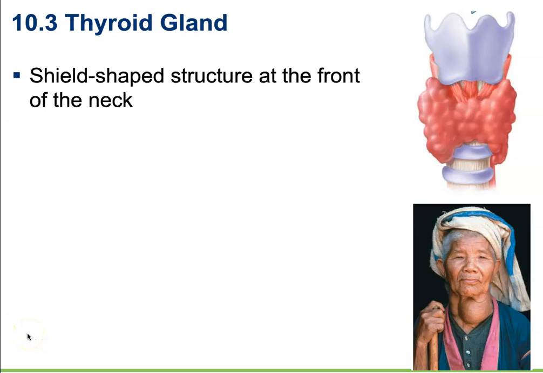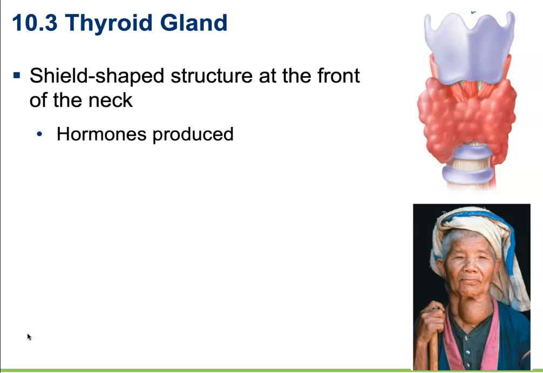All right, so we're going to talk about the thyroid gland. The thyroid gland is going to be a shield-shaped structure, say that 10 times fast, shield-shaped structure at the front of the neck. This is going to be responsible for producing the following hormones: thyroid hormone and calcitonin.